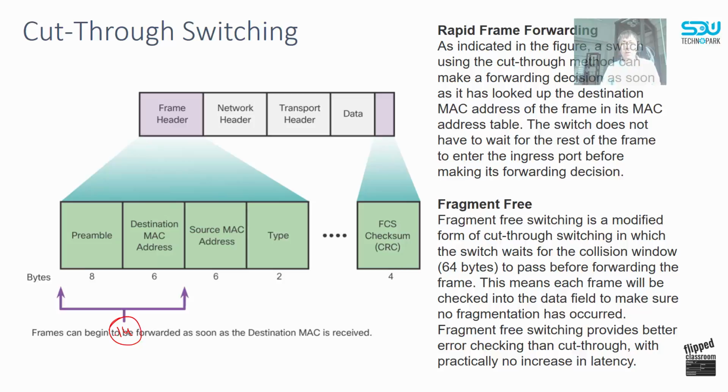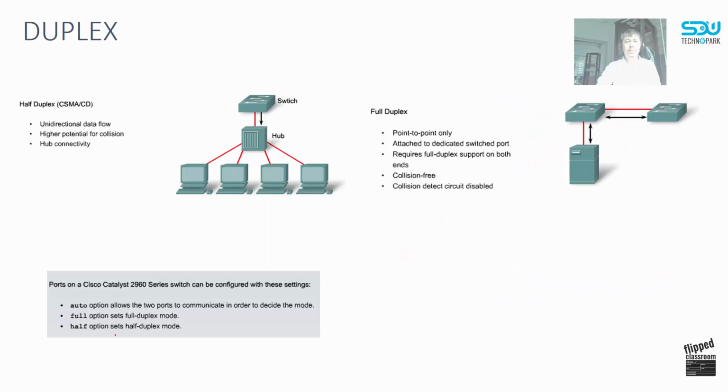Fragment-free switching is the modified form of cut-through switching, in which the switch waits for the collision window, which is equal to 64 bytes, to pass before forwarding the frame. This means that each frame will be checked into the data field to make sure no fragmentation has occurred. Fragment-free switching provides better error checking than cut-through, with practically no increase in latency. So it is actually an improvement or enhancement of the cut-through switching method.